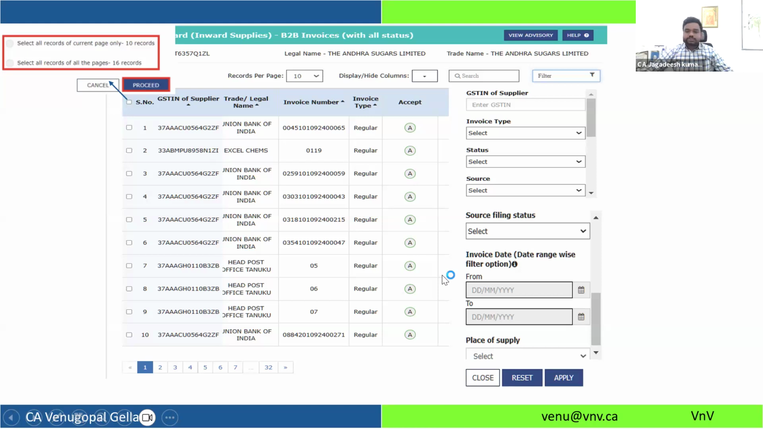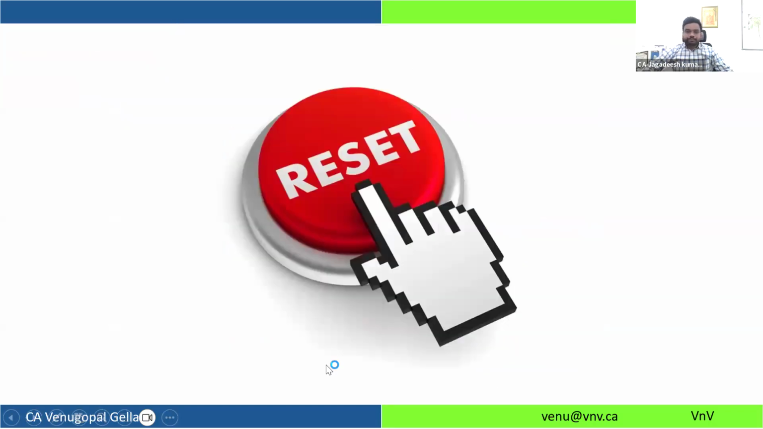Based on source filing status also, you can select whether he has filed or just saved the records. Even as we discussed in the first slide itself, even if my supplier saved his record in his GSTR1 without filing his GSTR1, those records will still flow to my IMS. So based on the source filing status, you can select either filed or not filed, and based on the date criteria also you can select.